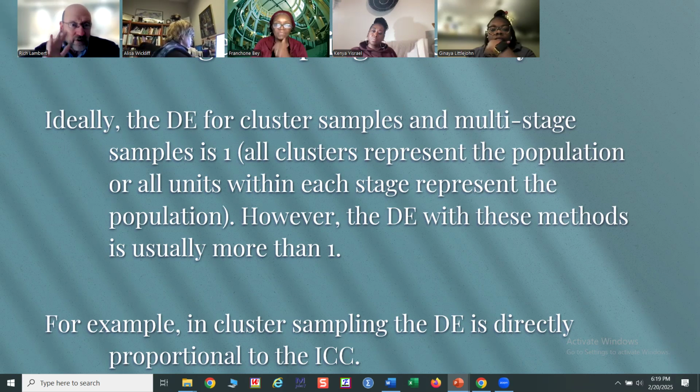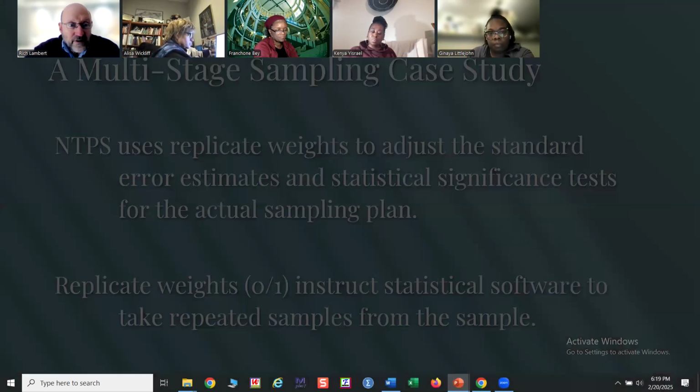We don't have any ERMI students in this group, so I won't get into the math behind this, but for cluster sampling, the design effect is directly proportional to the intra-class correlation coefficient, which is something that we calculate in multi-level modeling. But that's beyond the scope of this class, for you all not being stat majors.